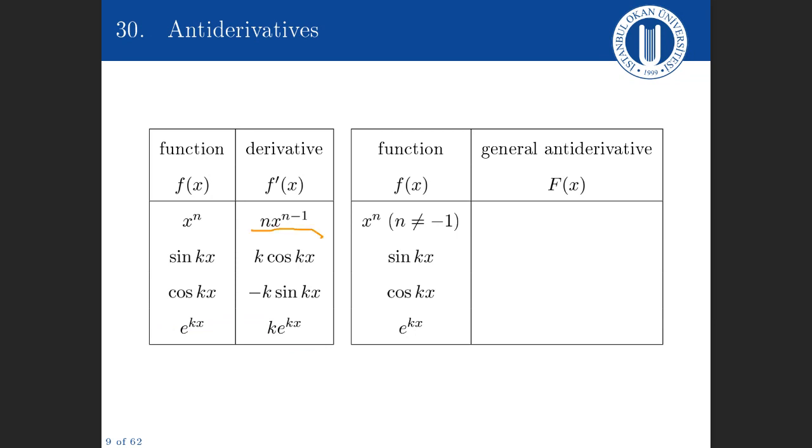So how do we go backwards? Well, the opposite of decreasing the power is increasing the power. So we increase from x to the power n to x to the power n plus 1. The opposite of multiplying by a number is dividing by a number. So we need to divide by something. And what do we divide by? We're going to divide by n plus 1. And then every time we're doing general antiderivative, it's always going to be plus c.